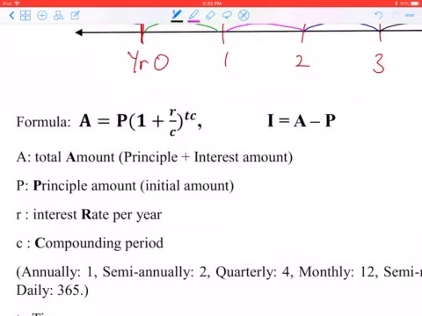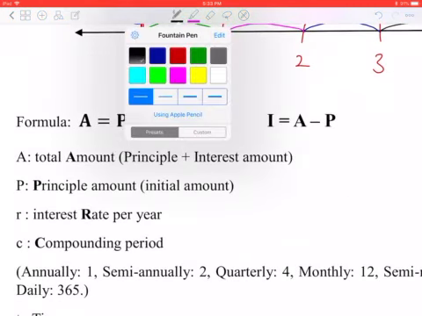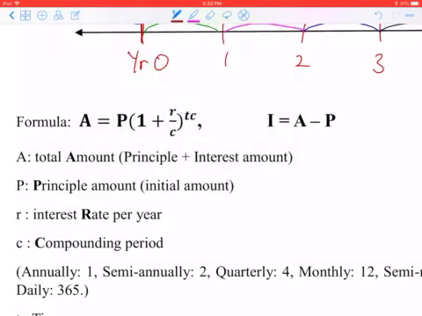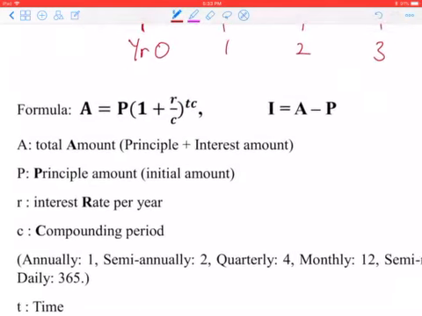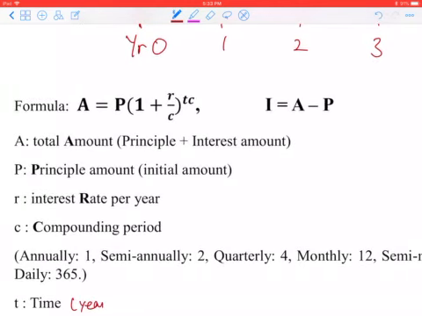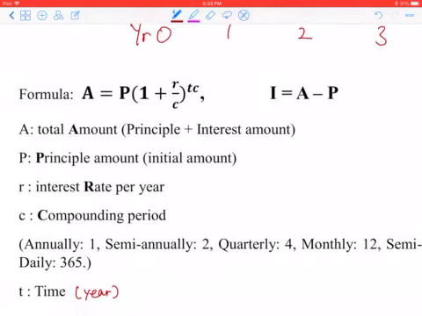Now the formula is a lot different from the simple. So in this case, A, which is the total amount, equals P, the principal amount, times 1 plus R, the interest rate, divided by C, the compounding period, close bracket, to the power of the time, which is the year. This is per year times the compounding period. Okay, and the interest amount then is obviously total minus the principal.